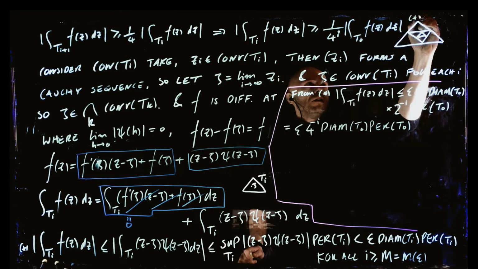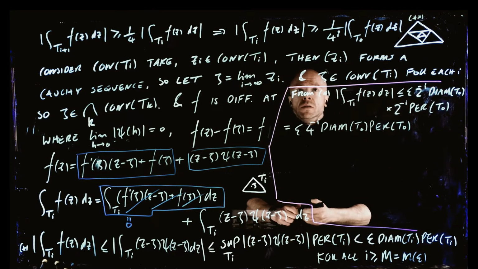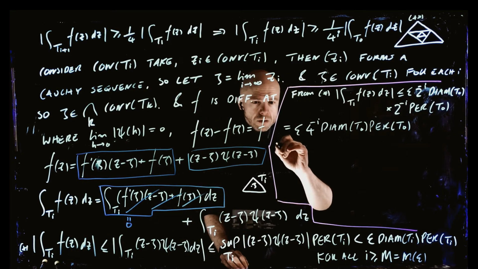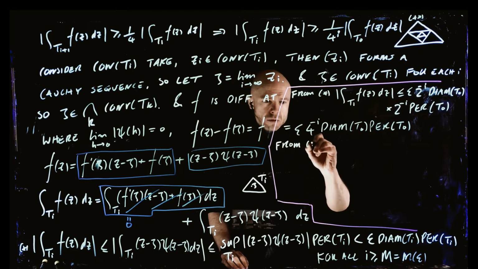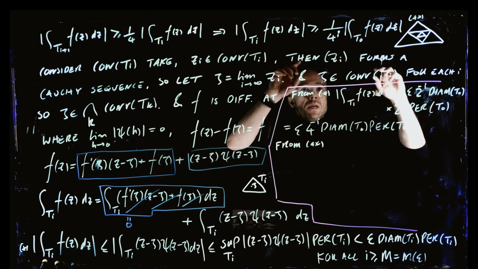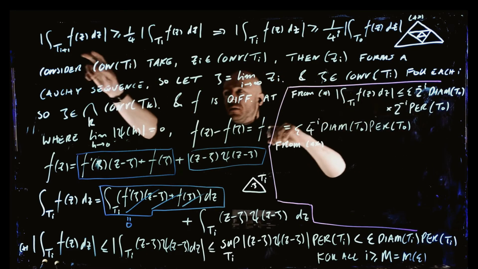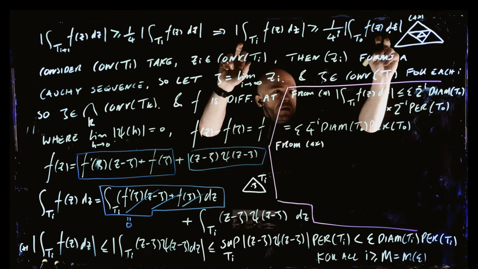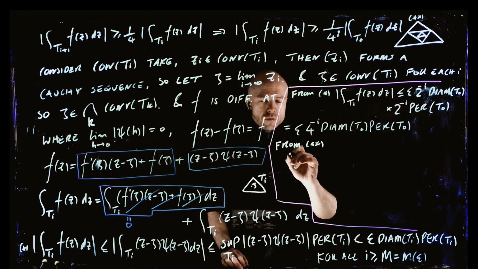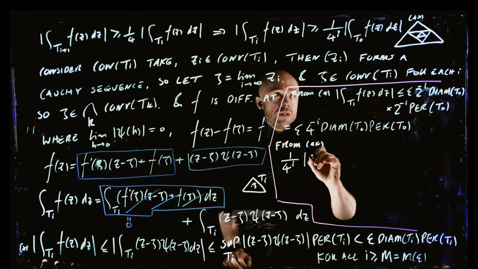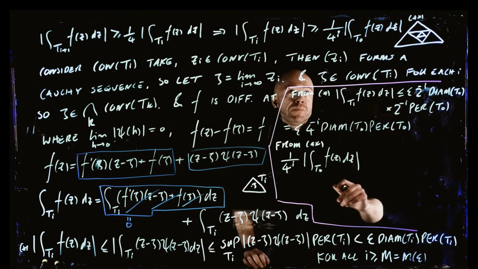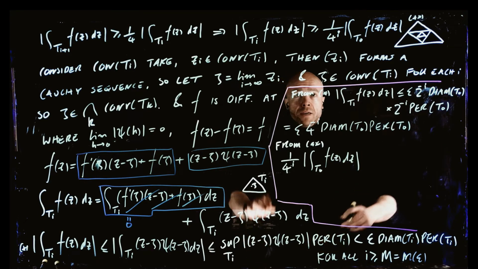Cool. But we have this lower bound too. So let's call this thing star star. From star star, this integral is bigger than 1 over 4 to the i times the integral of f of z dz. So we could directly put this in here, so then we have 1 over 4 to the i of this thing, the integral of f of z dz.